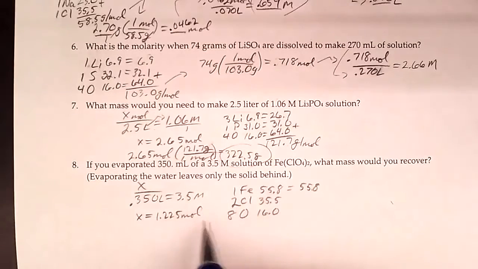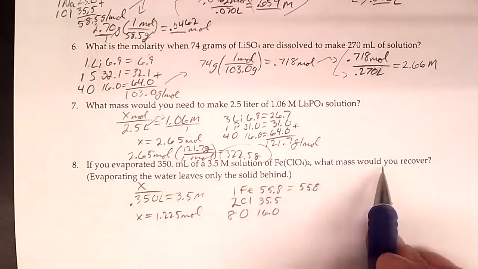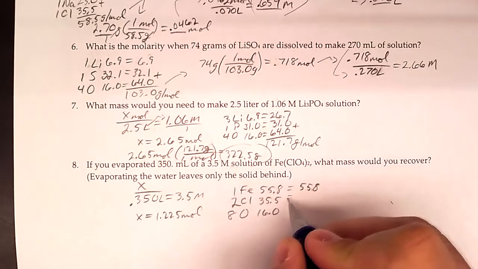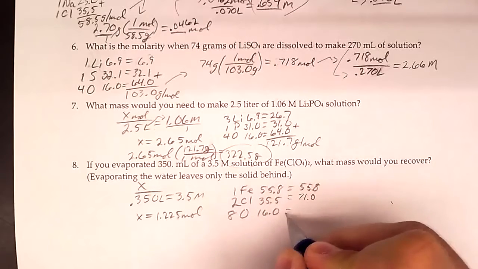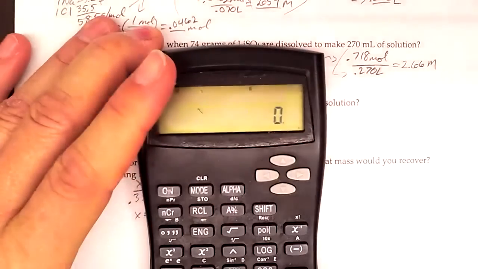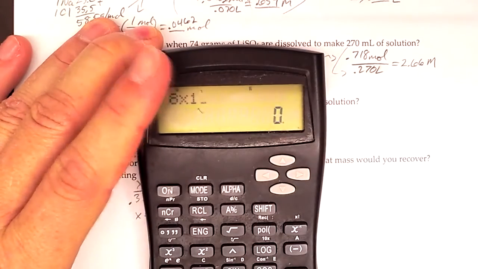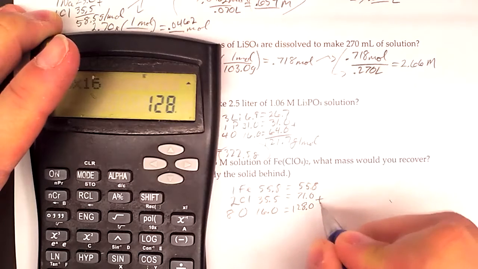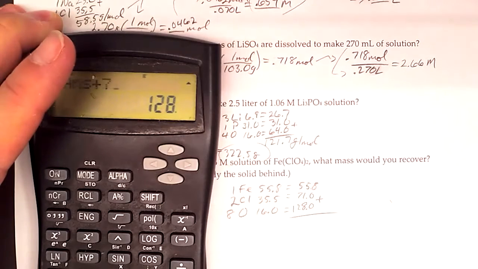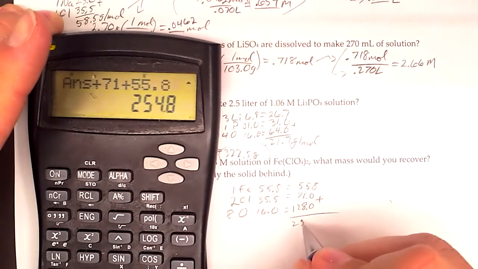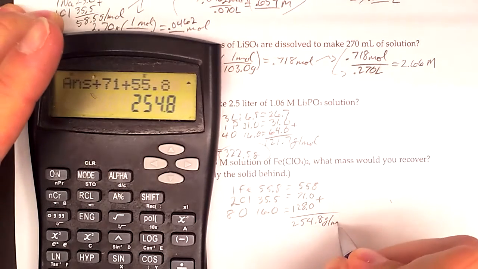On 8, I guess I wasn't done. What mass would you get? And I got distracted. And so this is going to be 71. And you know what? I don't remember 8 times 16, so I'm going to do it for real. 128. I'm going to add all that up, plus 71 plus 55.8. And so the molar mass is 254.8 grams per mole.